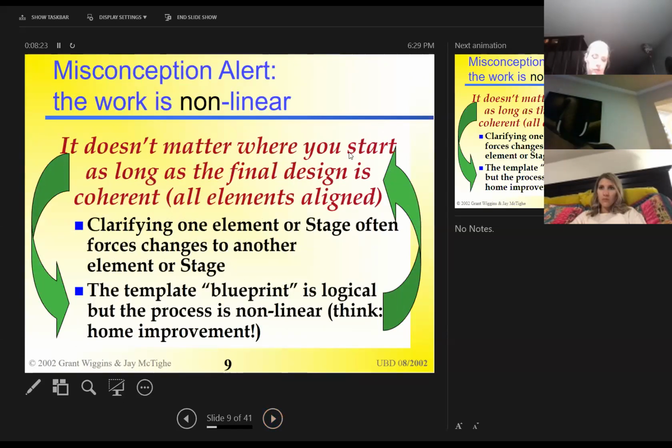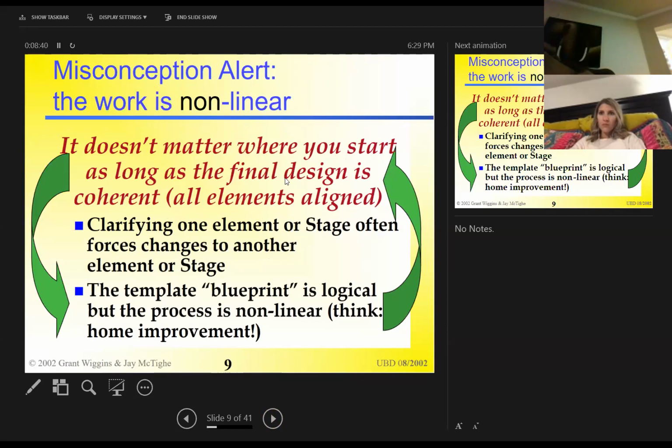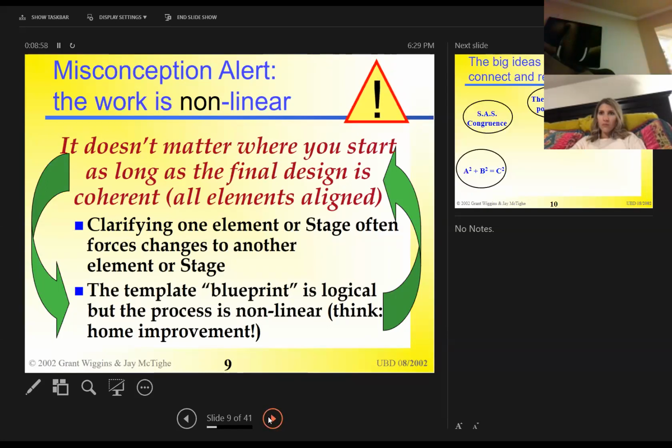Now, this is where Wiggins and McTighe and I kind of disagree. It says it doesn't matter where you start as long as the final design is coherent. I have seen very, very few teachers or groups of teachers who can do this out of order. The only few people I've known that can are people who design curriculum for a living. So I say start at the top and work down. Technically, Wiggins and McTighe say you can start anywhere, just make sure things are aligned. I disagree, but they are the experts. But I wouldn't advise it as you first get it.